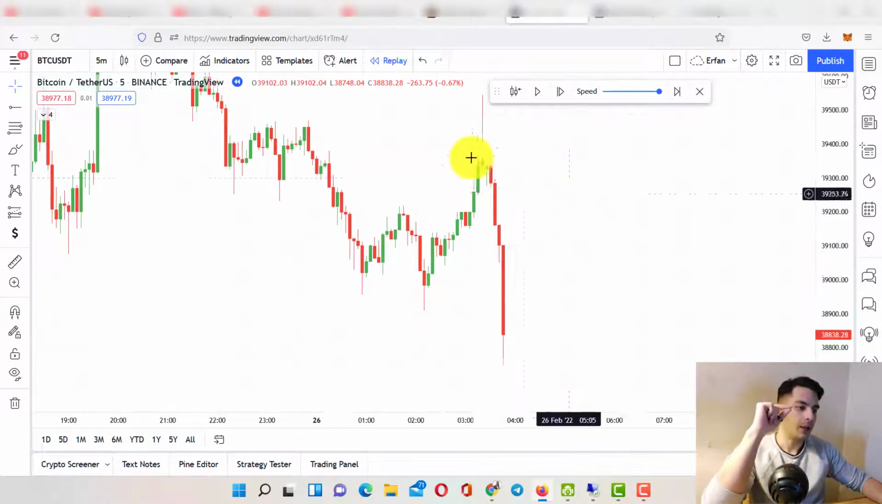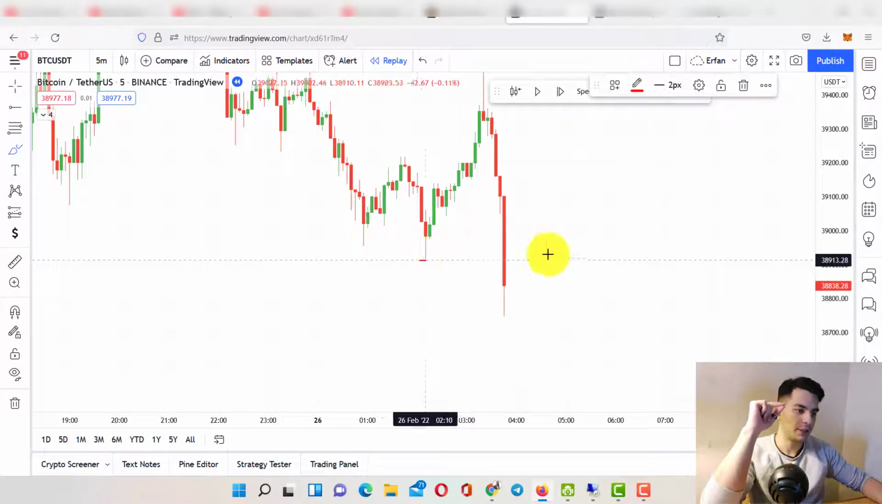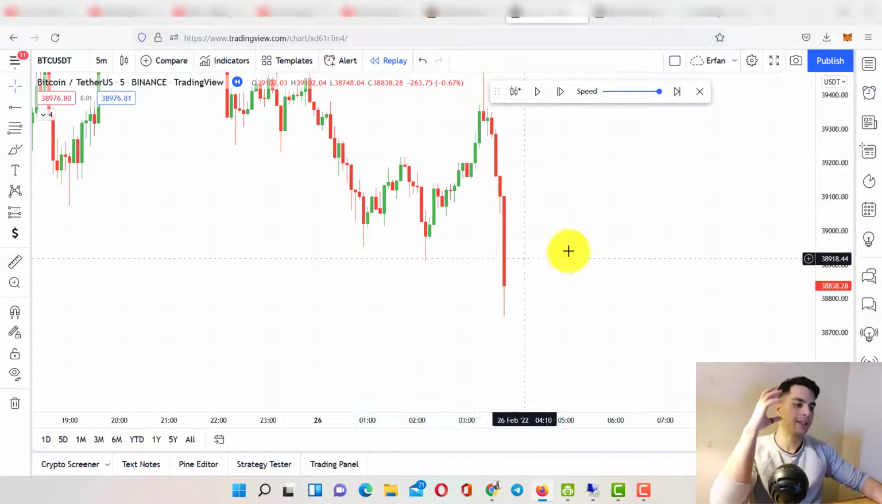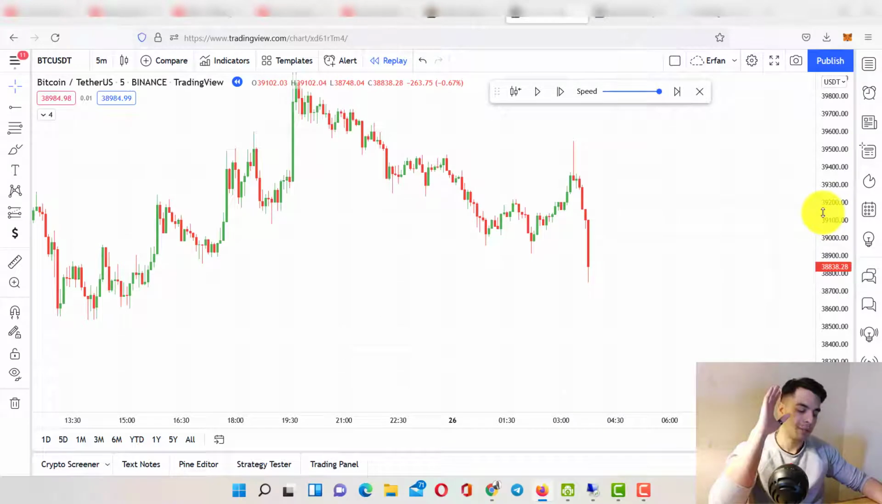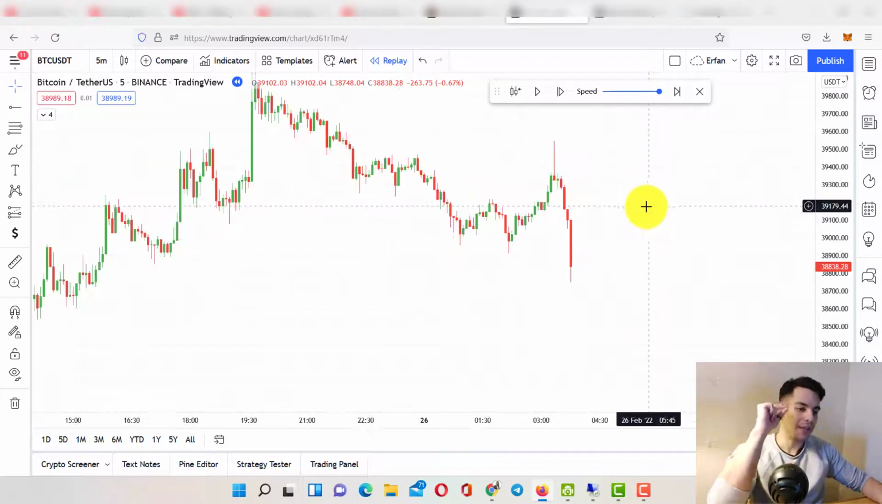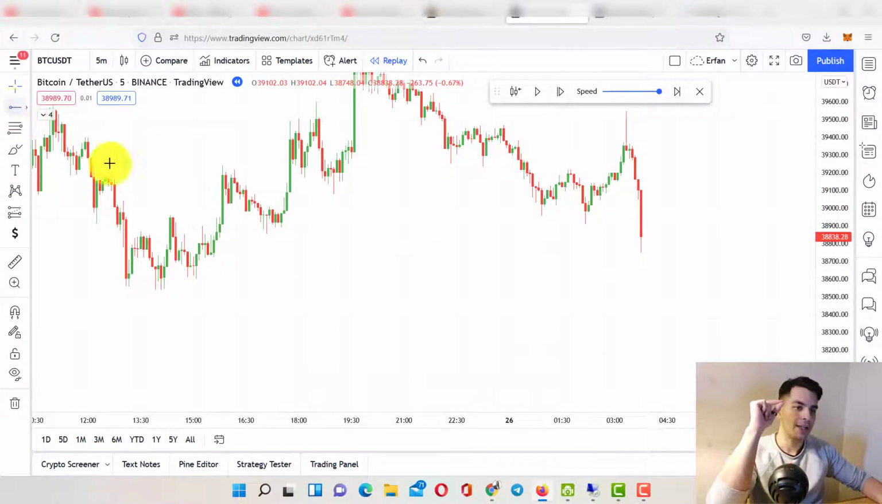So we had a huge break of structure right here and right here. So we know that the market is bearish just because of these huge breakout structures that we had. Okay, so the next thing we need to notice is the liquidity grab.